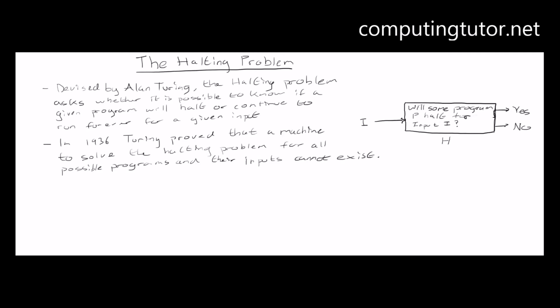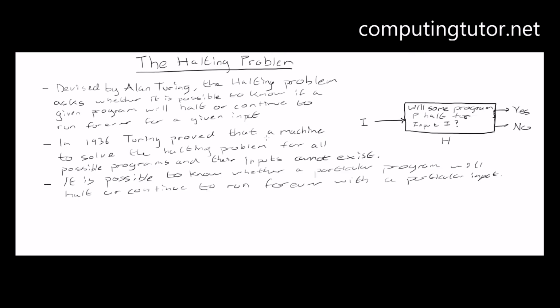Okay, so let's just run through what we've done so far with the halting problem. It was devised by Alan Turing, and it asks whether it is possible to know if a given program will halt or continue to run forever for a given input. In 1936, Turing proved that a machine to solve the halting problem for all possible programs and their inputs can't exist. However, it is possible to know for a particular program and a particular input whether that program will halt or continue to run forever. And that's the important thing to remember there.